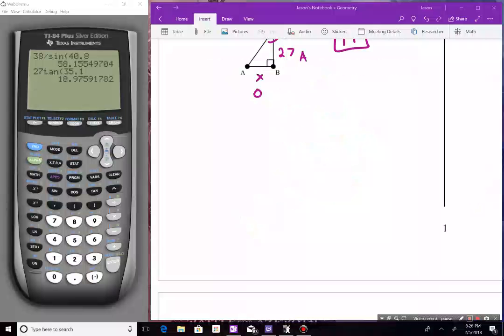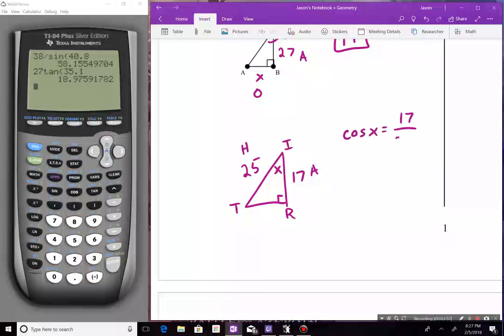On the paper that I have, I don't have any problems that are finding the angle straight up, so I'm going to draw one. Let's call this triangle TRI, and we're going to look for angle I. Let's say that this side is 17, and this side is 25. We can find x by doing the same thing. This is adjacent, this is hypotenuse. Adjacent and hypotenuse tells us cosine. So cosine of your angle x equals 17 over 25.